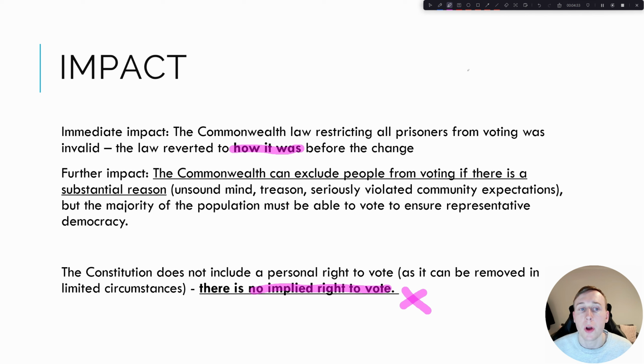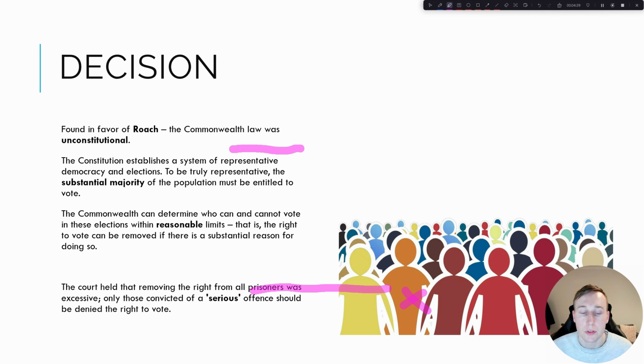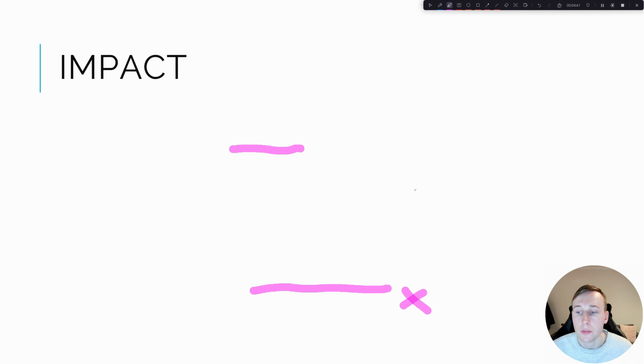I guess the point I would stress is you really need to focus on these last 2 slides. They're probably where the marks lie, which is the decision of the case and the impact. A lot of people in the SACE assessment might spend too much time talking about all the facts. What's more important is the significance of the case or the impact of the case.